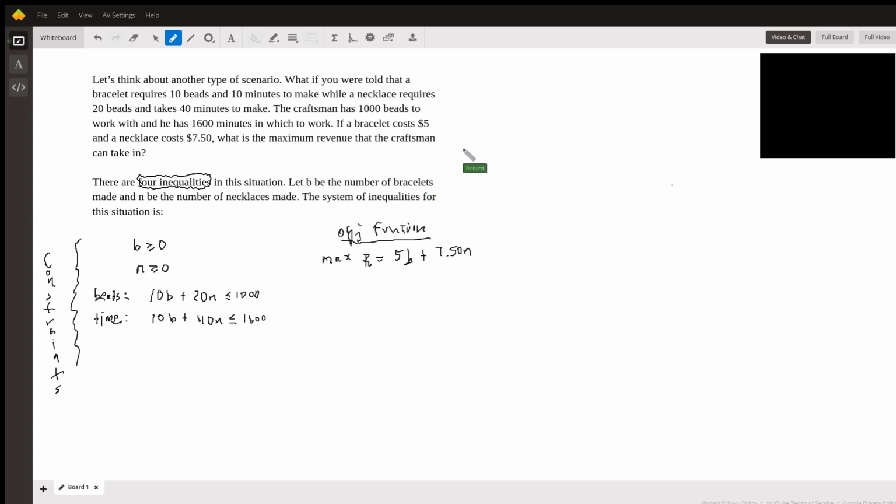Okay, so that's it for this particular question. Hopefully it's just basically a word problem, and you just have to tease out all the constraints and then the objective function.